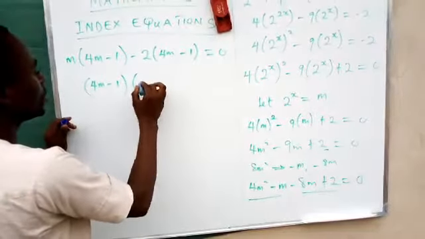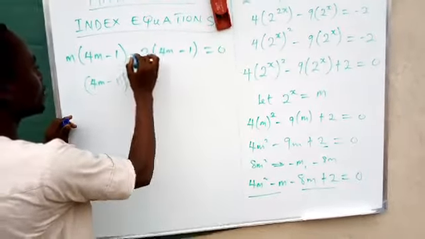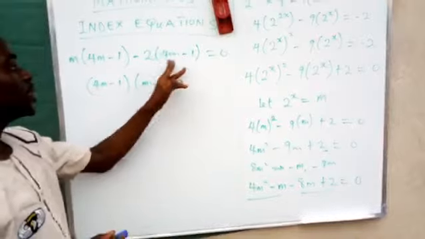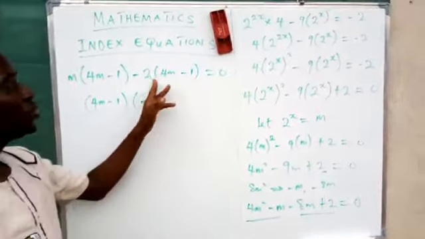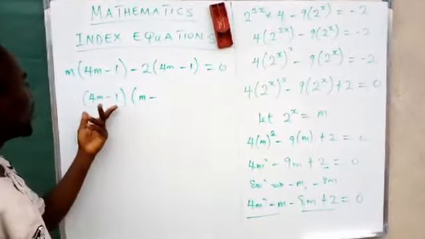So that is going to be m, then you have minus here. You divide the second term, 2 into 4m minus 1, by 4m minus 1.